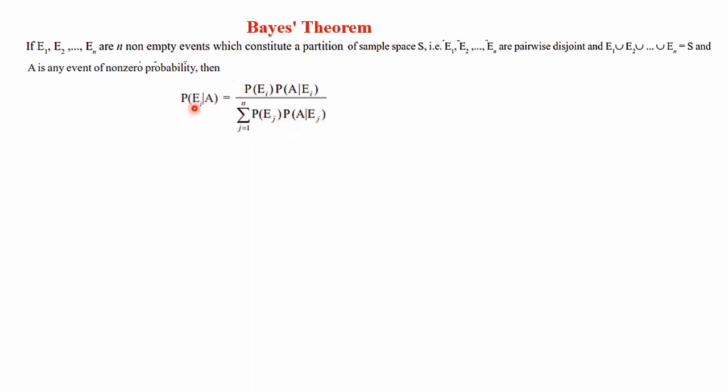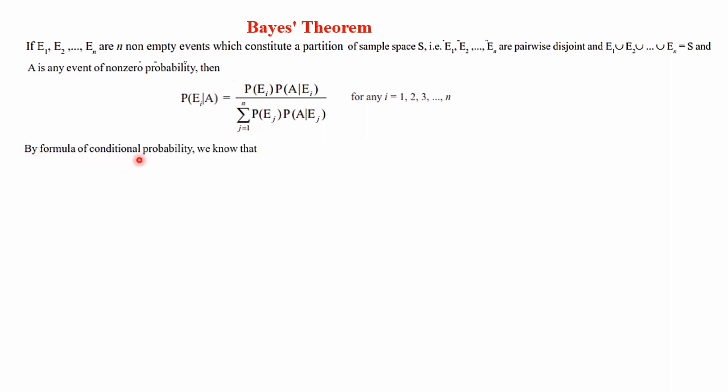Remember this here. In the first part, it should be an event, P of Ei given A, A in the sense an event which is having a non-zero probability, for any i equal to 1, 2, 3, etc. n. So here let's discuss how this formula is derived, not from the examination point of view, but for understanding purpose, it is very useful for you.